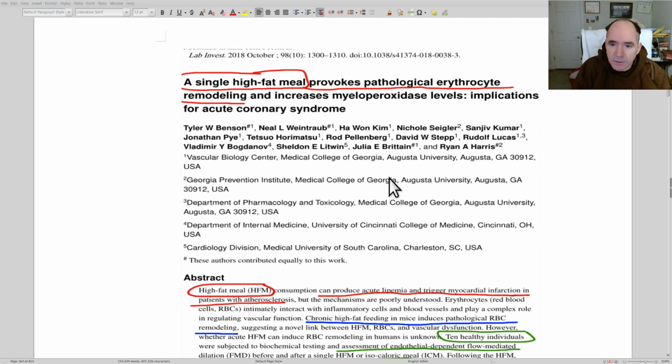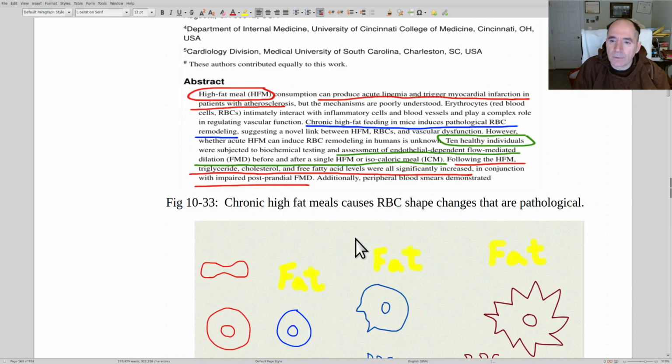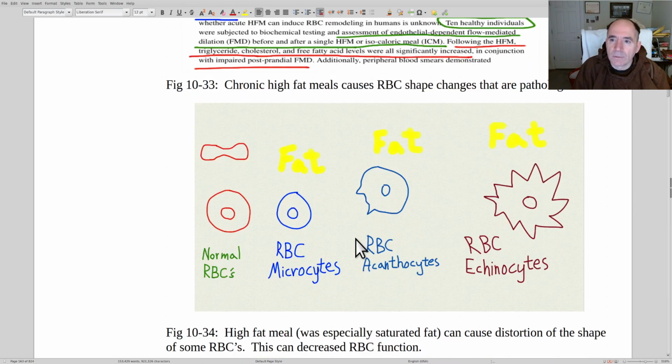All right, let's go here. Following the high-fat meal, HFM is high-fat meal, triglyceride, cholesterol, and free fatty acid levels were all significantly increased in conjunction with impaired postprandial, that means after eating, flow-mediated dilation. So it worsens blood flow. Again, this is the problems with eating high-fat meals.